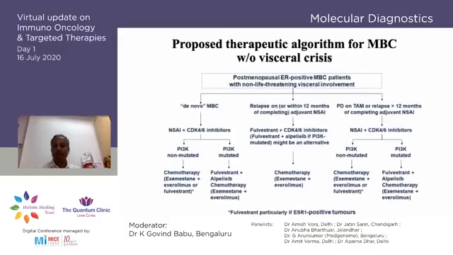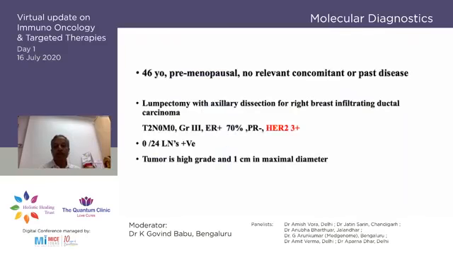So this is the proposed algorithm in those patients who have no visceral crisis. This is going to actually change. Even in visceral crisis, we will soon get evidence to say that you don't really have to use chemotherapy upfront. Okay. Now back to the same patient. This is still hypothetical. Everything is the same, but she is HER2 positive now. So Jatin, what would you do?